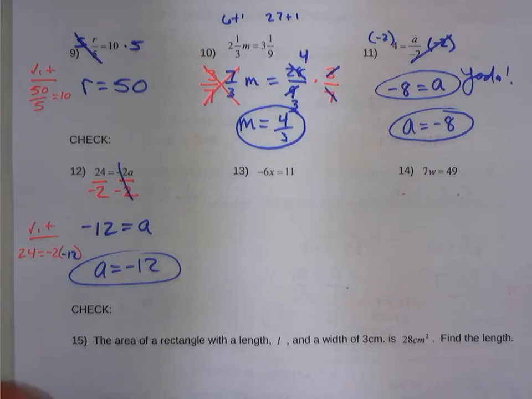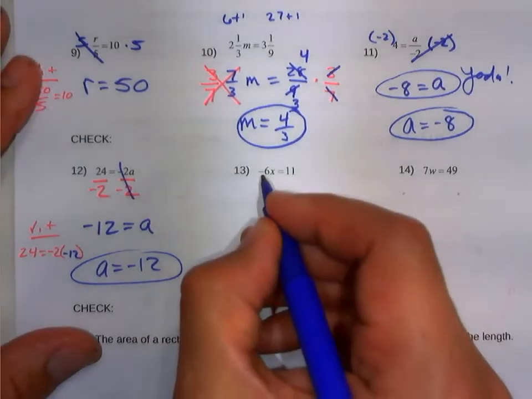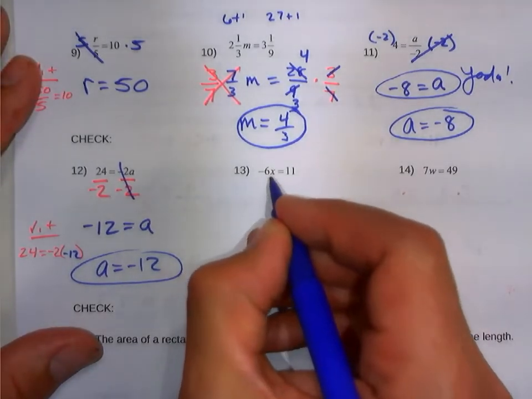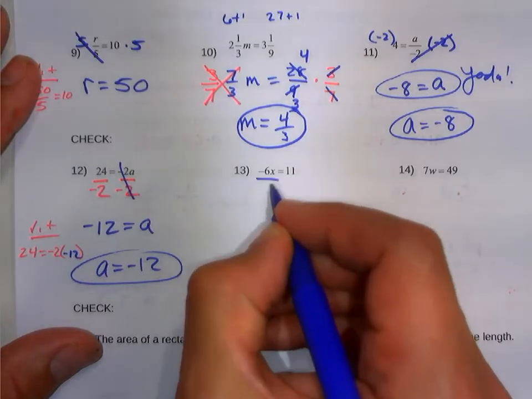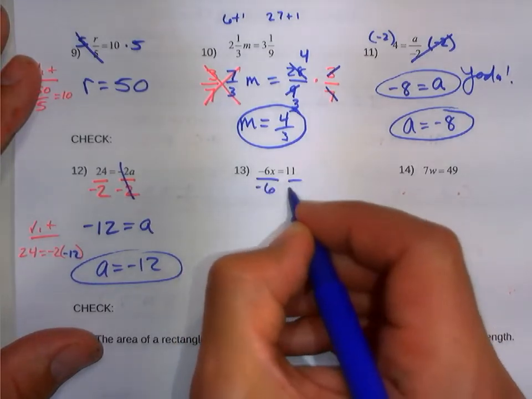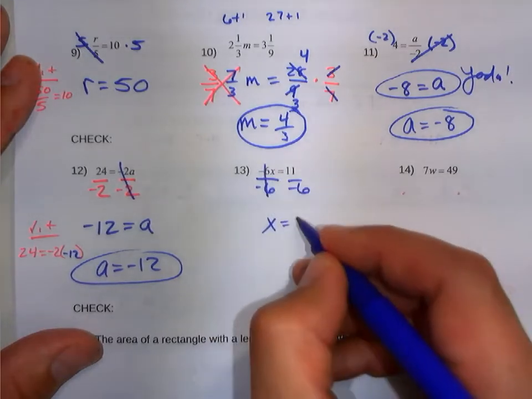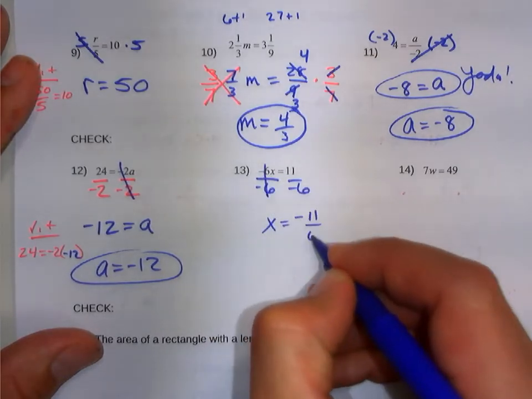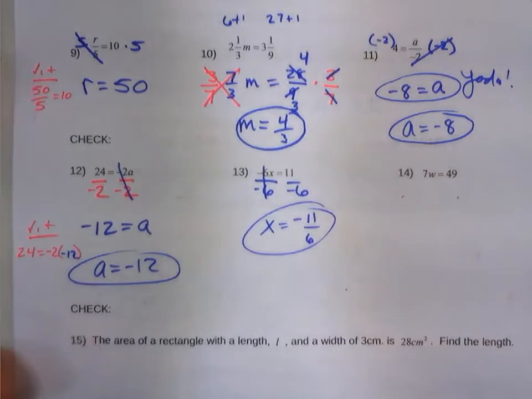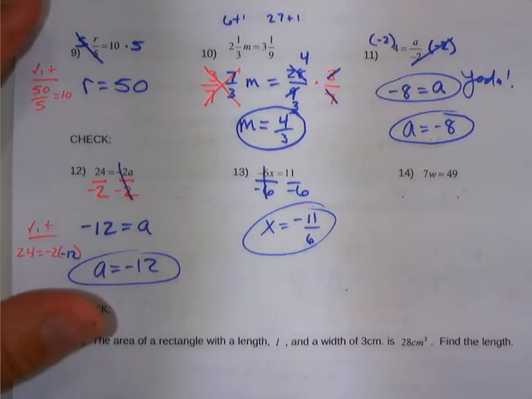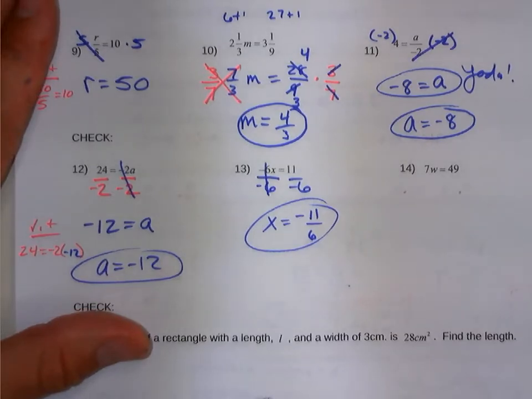As I take a look at number 13, same idea. This is negative 6x, which is negative 6 times x. The opposite of times is division, so I'm dividing both sides by a negative 6. These guys cancel. This leaves me with negative 11/6. Again, you can just leave it like that. I'd prefer that you don't do mixed numbers. Improper fractions are fine, just as long as you reduce them, like what we did on number 10.